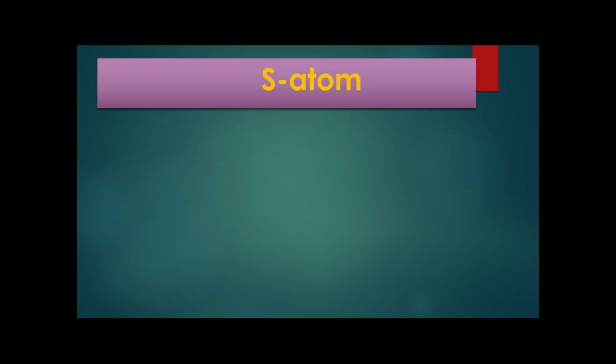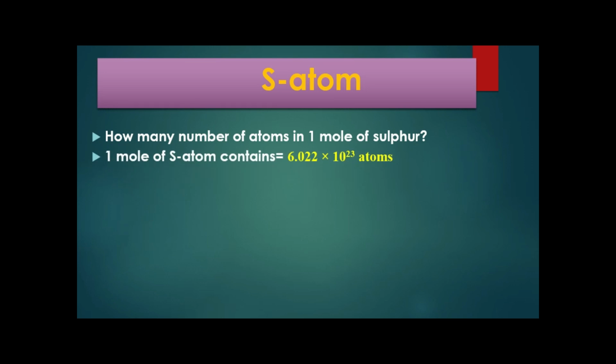Let's take an example of sulfur atom. How many atoms are in 1 mole of sulfur? If we have a quantity of sulfur that is 1 mole, how many atoms would be present in 1 mole of sulfur? Yes, 1 mole of sulfur atoms contains 6.022 × 10^23 atoms.